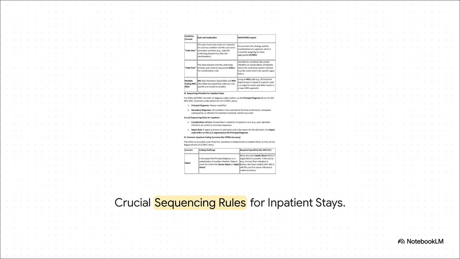Even if you know the localized source, like a urinary tract infection, the sepsis code goes first, driving the DRG, and the localized infection is coded secondary. Mastering the sequencing rule is the absolute key to conquering MDC-18.